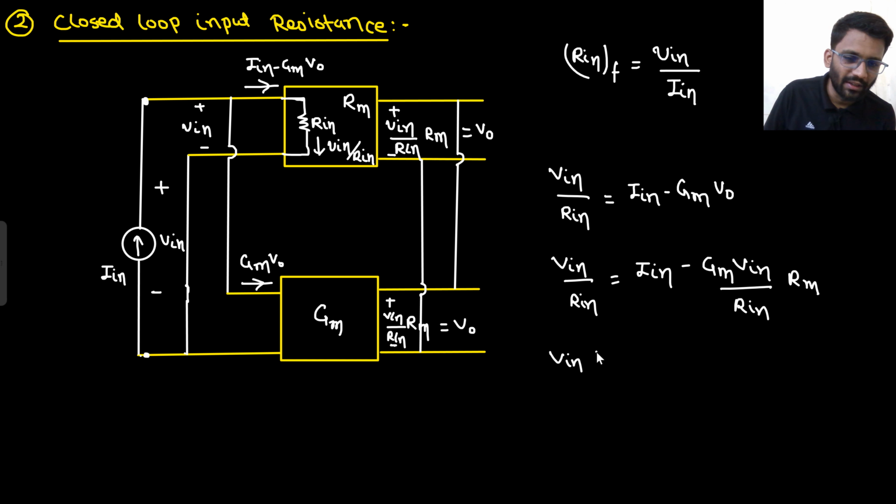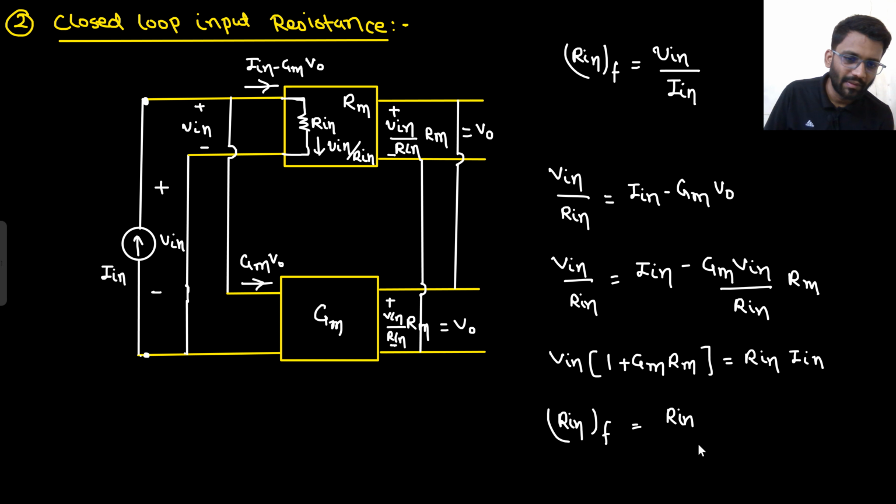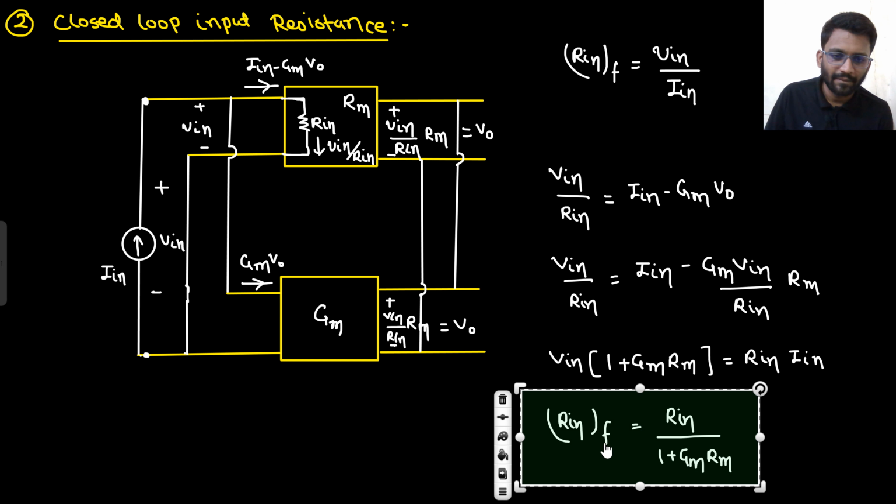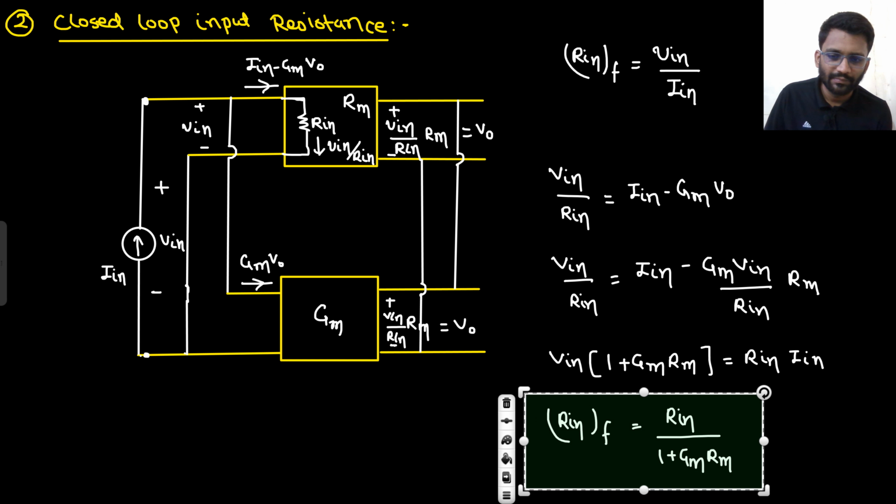So V in into 1 plus Gm Rm, divided by R in, is equal to I in. So V in by I in, that is R in with feedback, would be R in upon 1 plus Gm Rm. This is the feedback resistance.